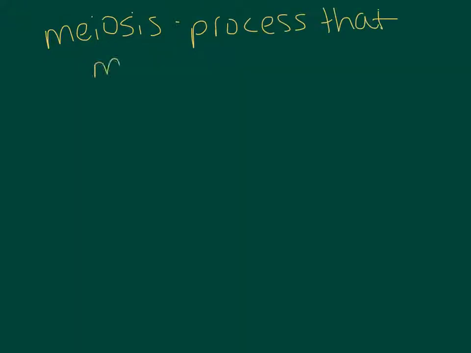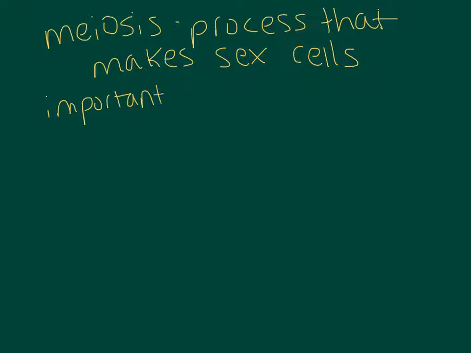So now a little bit about meiosis. Meiosis is the process that makes sex cells. In class, we'll talk a little bit about how that happens. We'll talk about important regulatory hormones that help regulate and allow for fertilization and meiosis to happen.